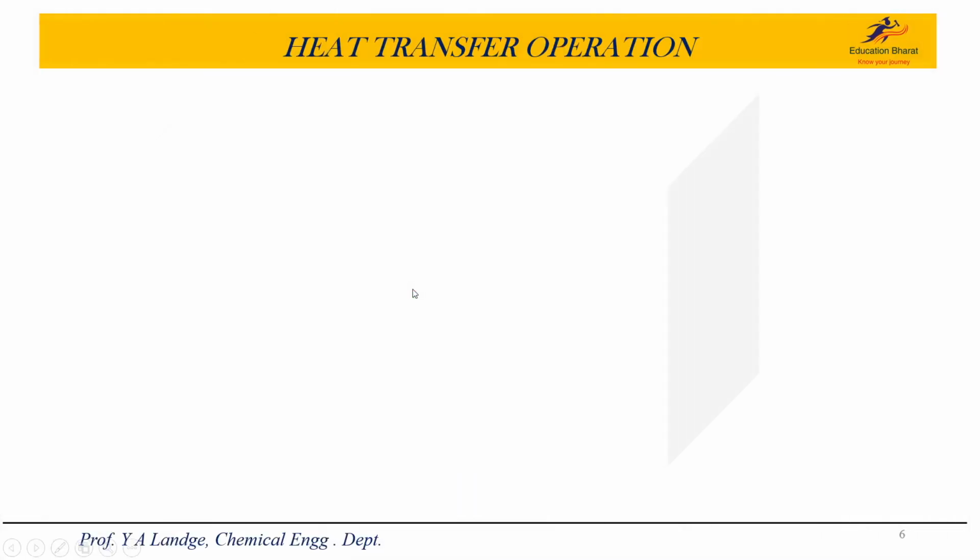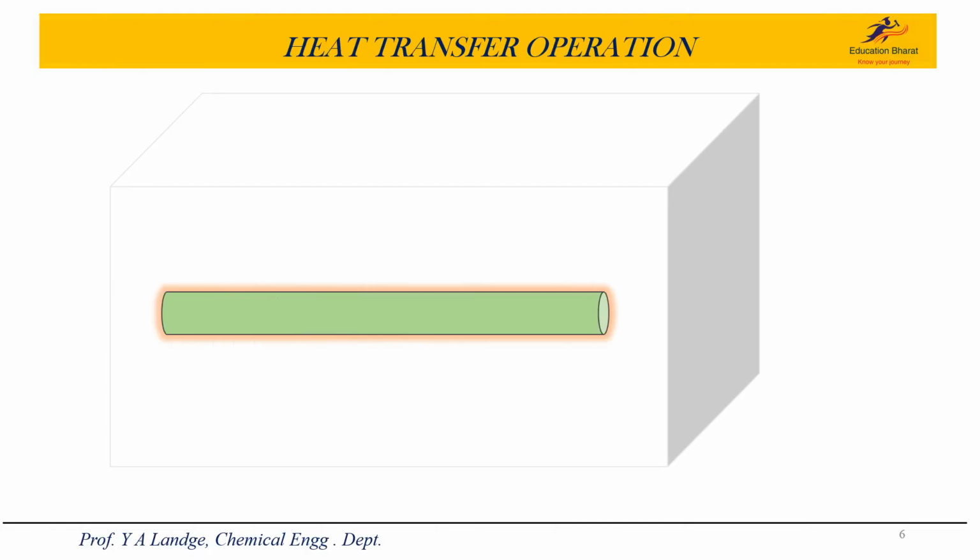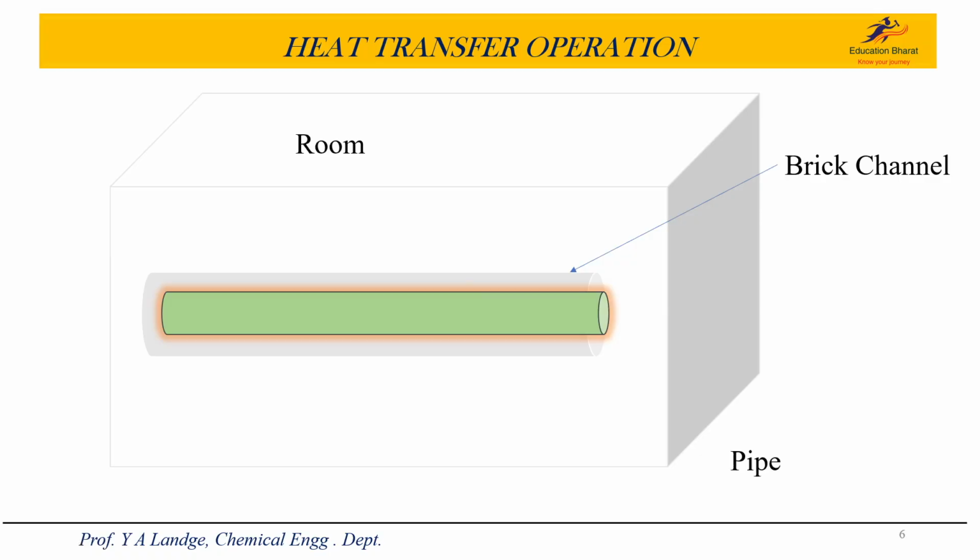What is the second case? The second case is that in the room there is a pipe through which the steam is flowing, and on that another concentric pipe of brick material is placed. At this time, what is the heat loss from this pipe to the concentric pipe? The concentric pipe, which is the brick channel, is at the room temperature, and the temperature of the steam, that is the surface temperature of the inner pipe, is 673. Okay, now this is the case.